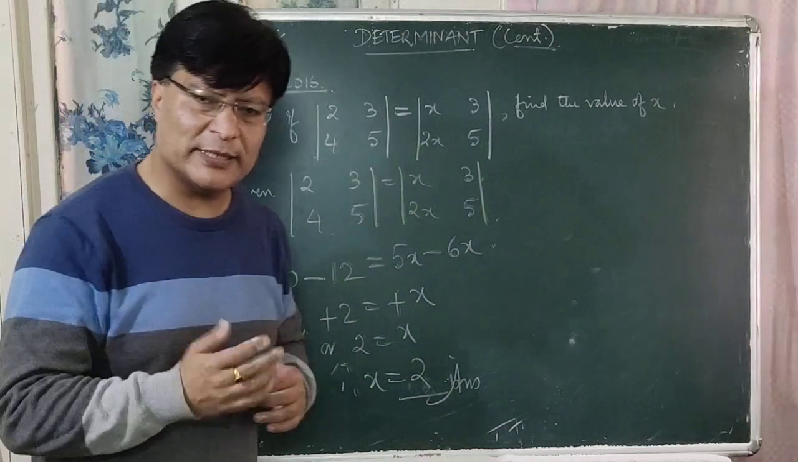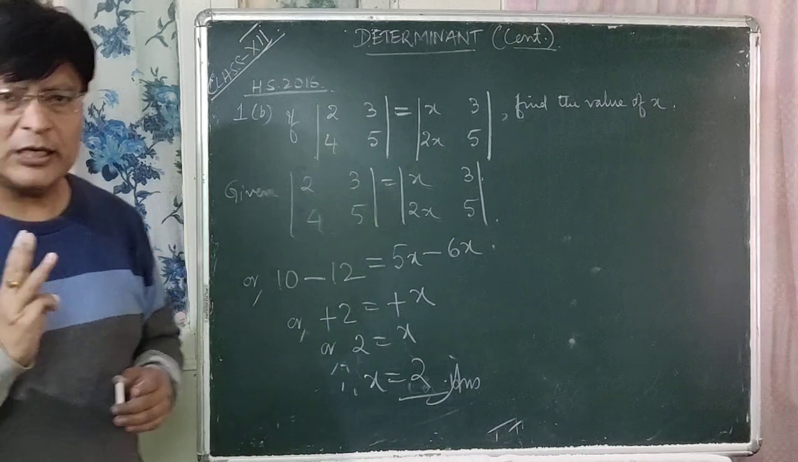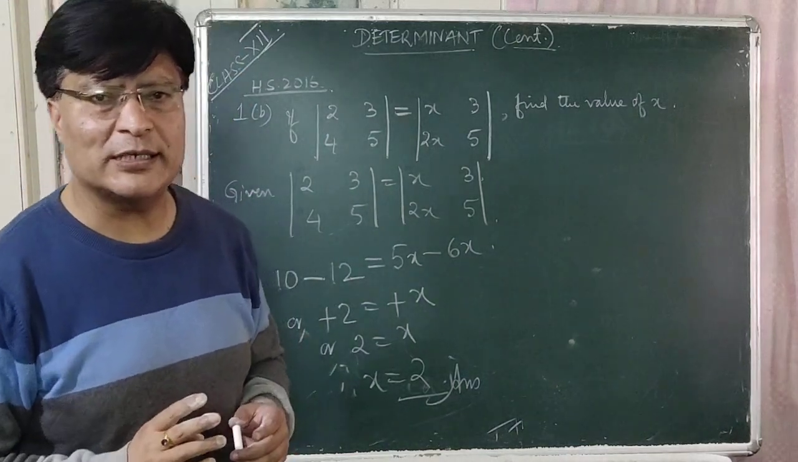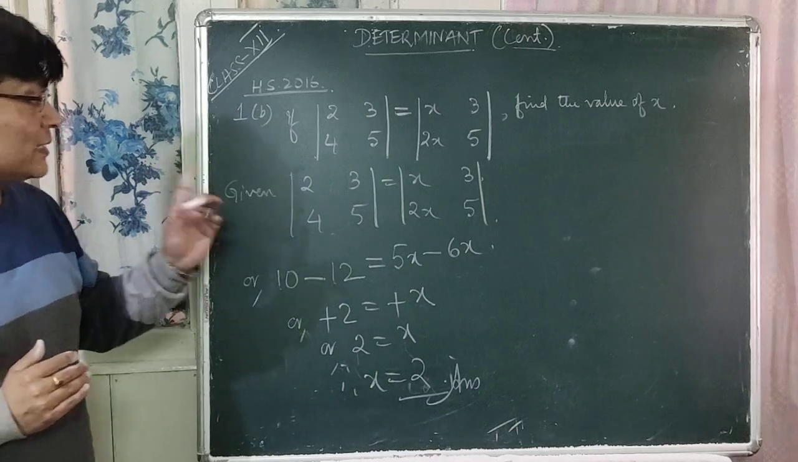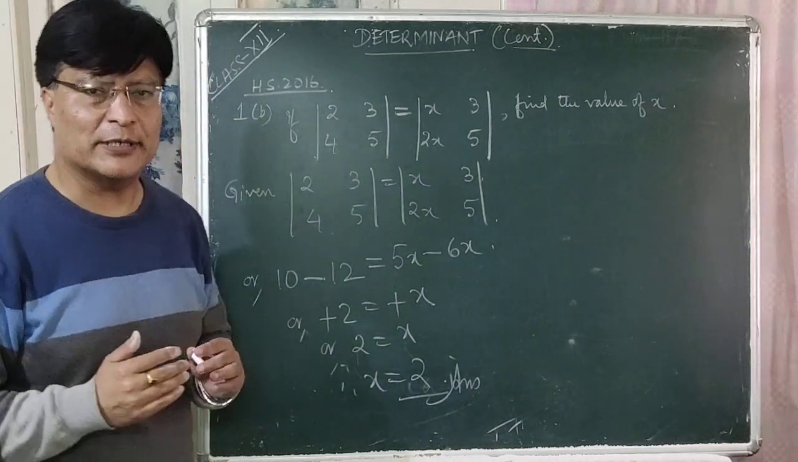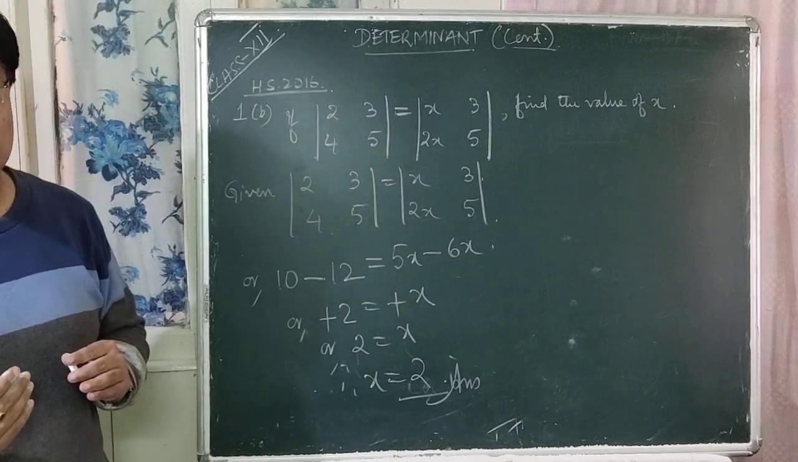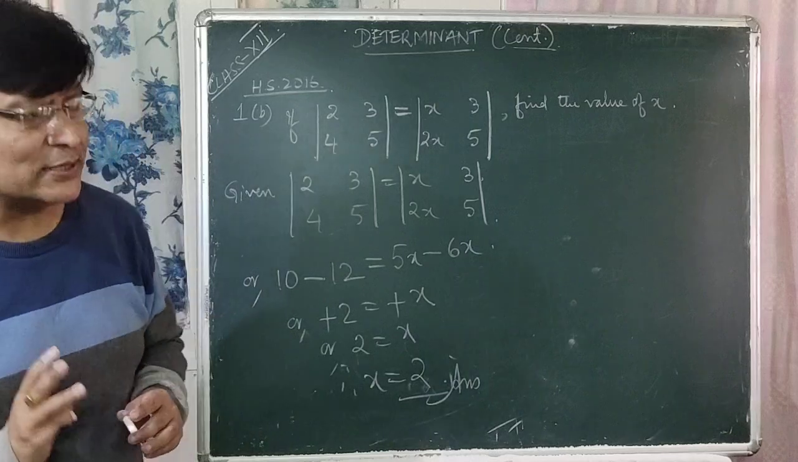Next, when we do determinants, we will do how to solve three equations with three unknown quantities like x, y, z with the help of Cramer's rule. That is the application of determinant. We will use Cramer's rule. That is how to solve three equations with three unknown quantities, that is x, y, z.